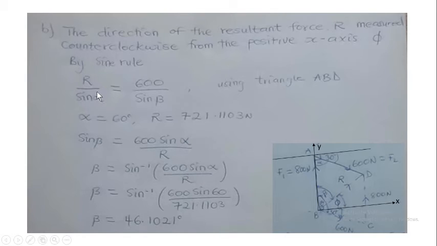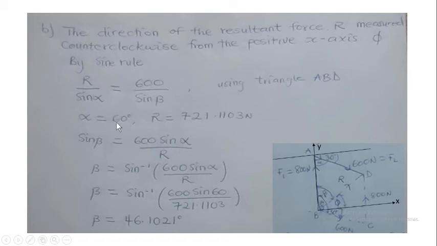From sine rule, we know that r over sine alpha should be equal to the 600 Newton force here over sine beta, because beta is the angle between this F1 force and the resultant. So we are using triangle ABD. Triangle ABD. When you take that, you realize that alpha is the angle between the F1 force and the resultant. So by sine rule, r over sine alpha should be equal to 600 over sine beta.